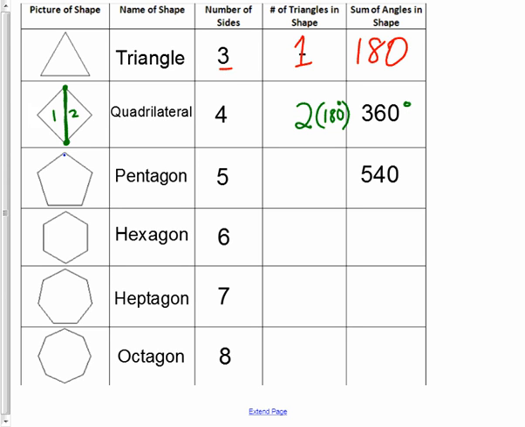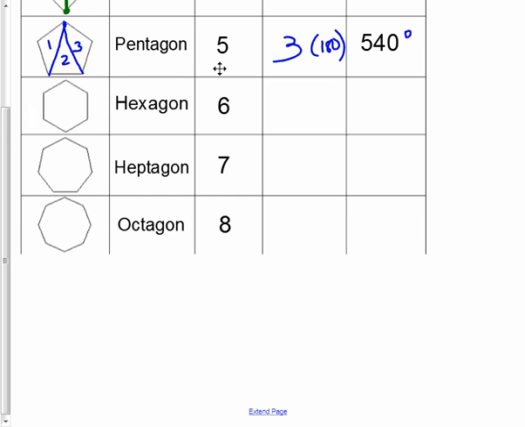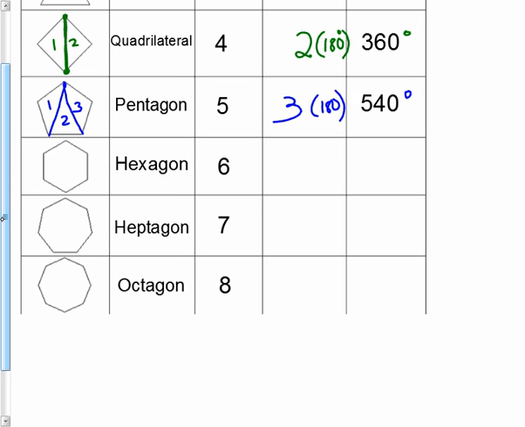A pentagon has 5 sides. We said a pentagon can make 3 triangles. So we would take 3 times 180 and we would get 540. A hexagon has 6 sides. And we said if I started here, how many triangles can I make? 1, 2, 3, 4. 4 times 180 would give me what?